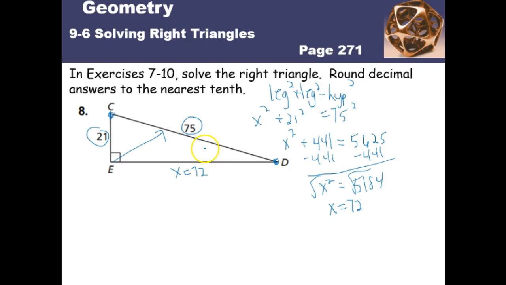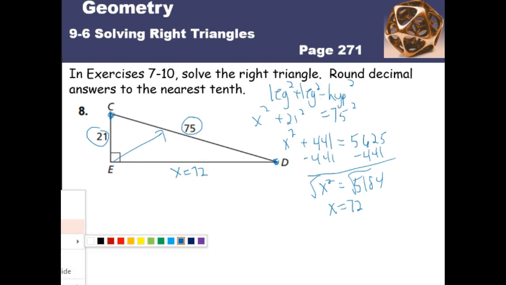Now my missing side is not the hypotenuse. My hypotenuse is 75, which is the longest side, so that's good. And then 21 plus 72 is definitely bigger than 75. So this answer seems like it's appropriate.